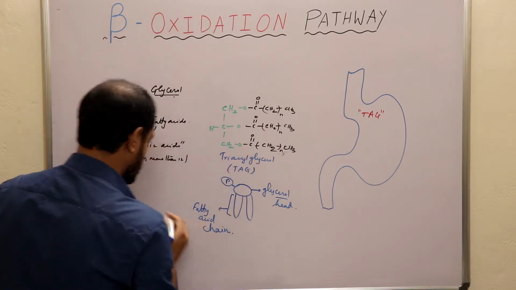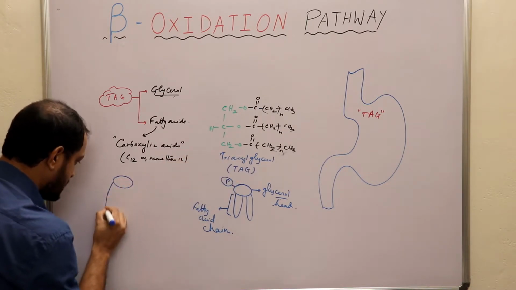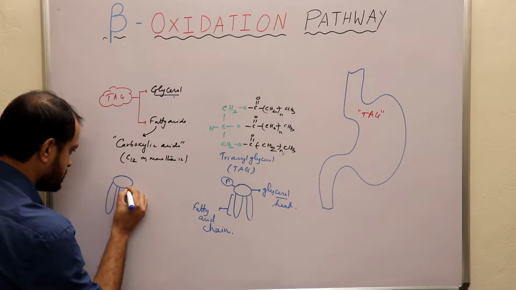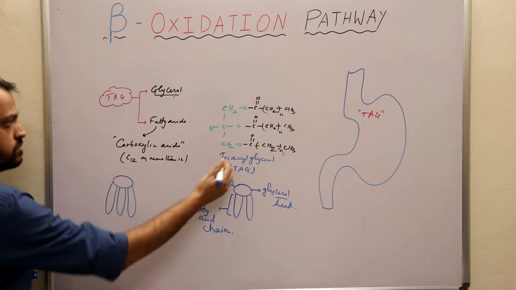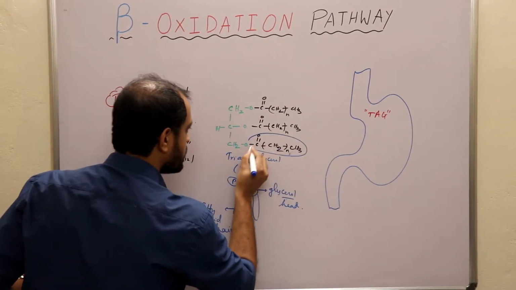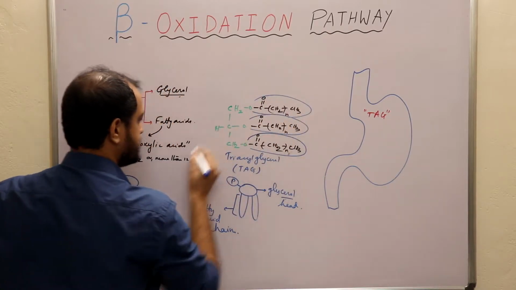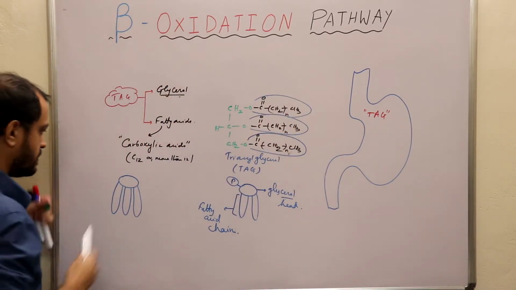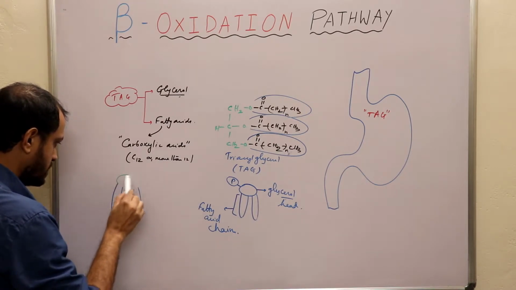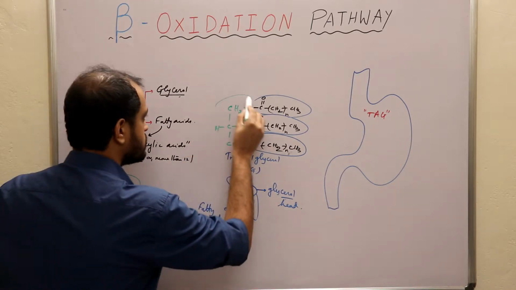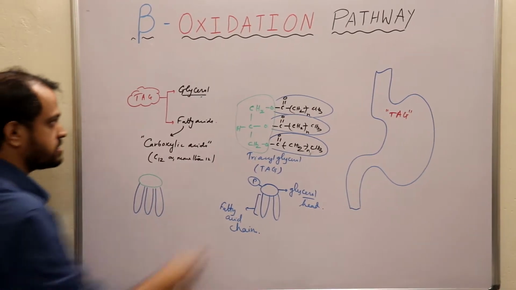But in TAG, how can we draw a TAG, that is triacyl glycerol? We will have to draw a TAG like this. That means there are 3 legs in TAG. Each leg corresponds to one fatty acid side chain, and this head is nothing but the glycerol molecule.